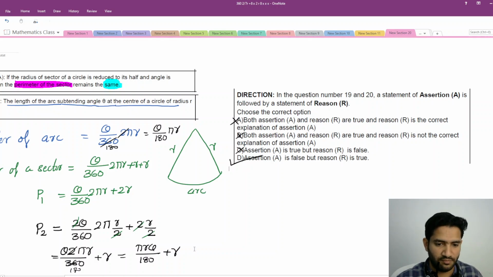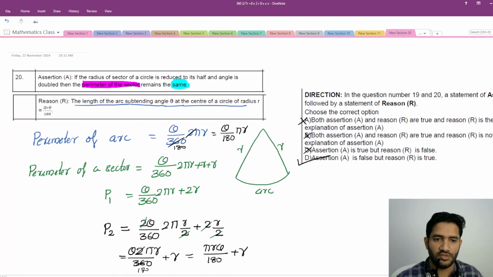Okay, so we have completed section A. In the next class we will discuss section B, the next section, that means question number 21 onwards.